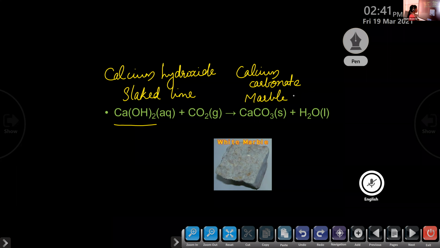So Ca(OH)2, that is in aqueous state, reacts with carbon dioxide, which is in gaseous state, to form calcium carbonate. It is solid. That's why it is dry in appearance. And water is also formed along with this calcium carbonate. This is the chemical reaction that takes place when whitewashing walls. Calcium hydroxide reacts very slowly with carbon dioxide to form a thin layer of calcium carbonate, and calcium carbonate is the chemical formula of marble. Is this clear?